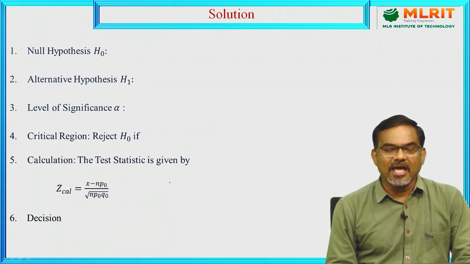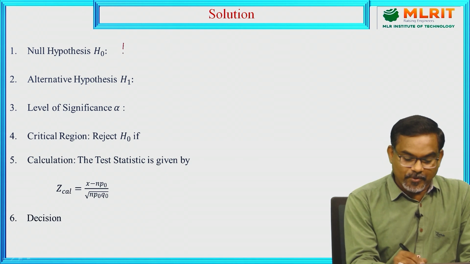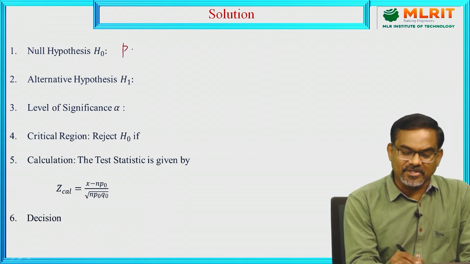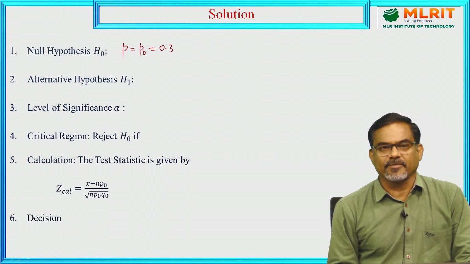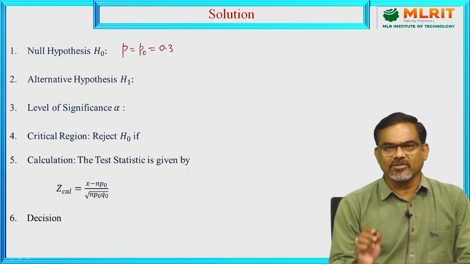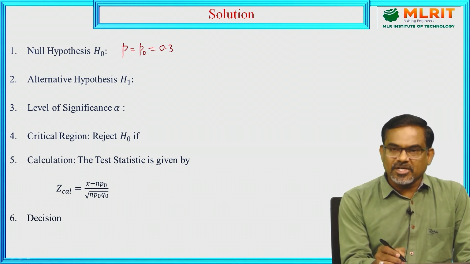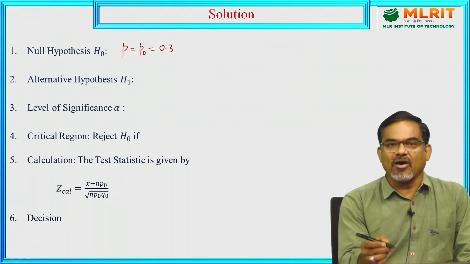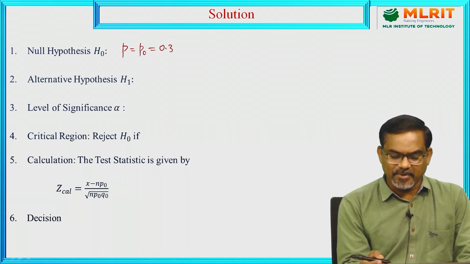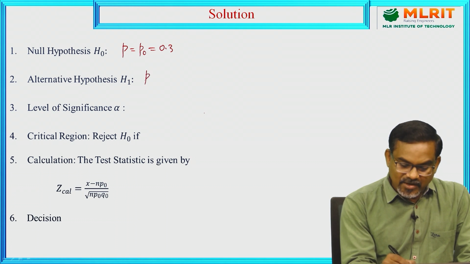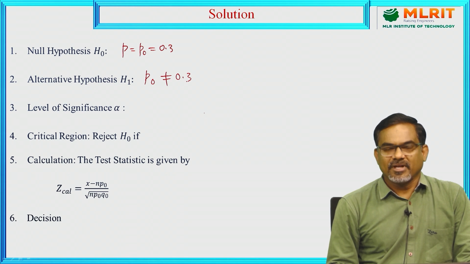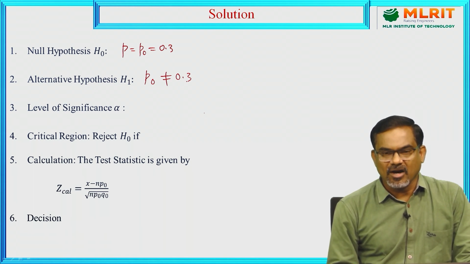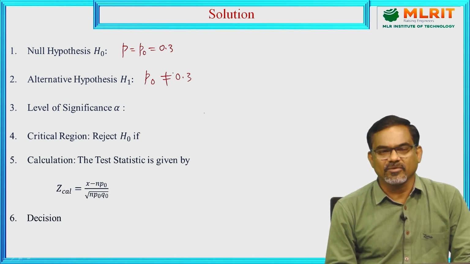The first one, null hypothesis H naught. The proportion of drivers who have committed the mistake is 0.3, 30%. We need to check this statement whether 30% of drivers commit the same mistake or not. In the question, we need to test whether 30% of all drivers commit the same mistake or not. There is no particular claim given by anyone. So hence the alternative hypothesis will be of not equal to type. The null hypothesis is P naught is 0.3 and alternative hypothesis is P naught not equal to 0.3.